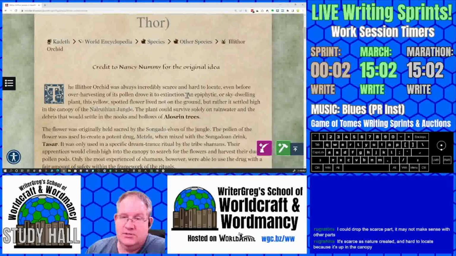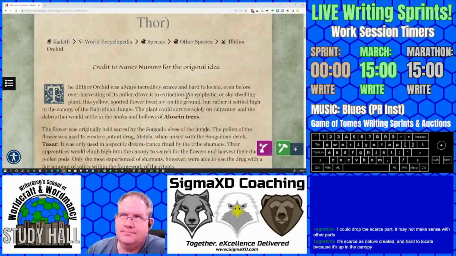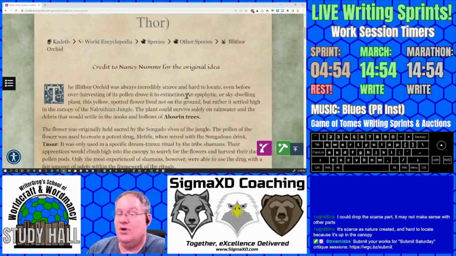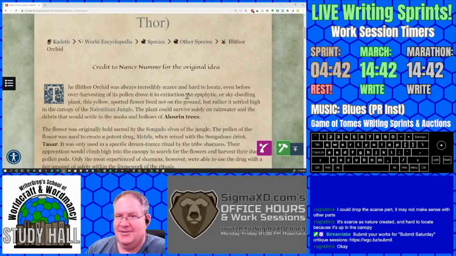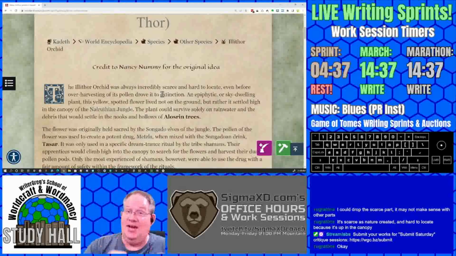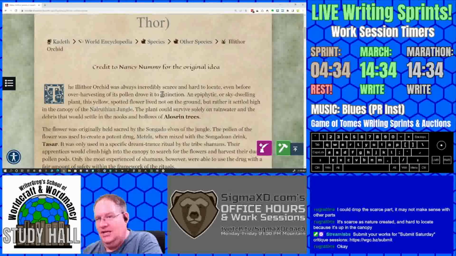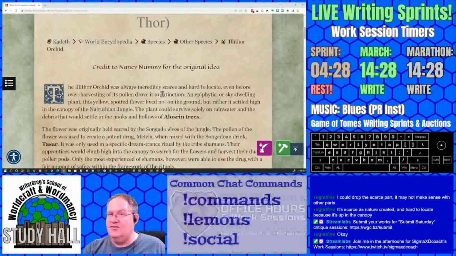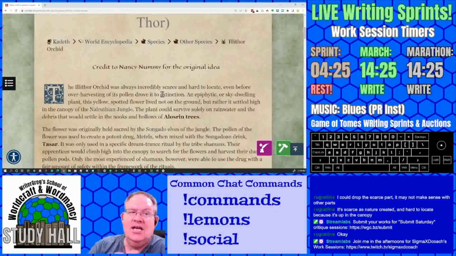So I would almost, sprinters break, marchers continue. I would break this into two paragraphs. One paragraph to describe the scarcity of the flower, and a second paragraph to describe the hard to locate nature of it. Okay, so you're not overly combining. So a concept, it's scarce. Another concept, it's hard to find. It's hard to locate. Okay, I like the distinction that you made there between scarcity and difficult to locate.